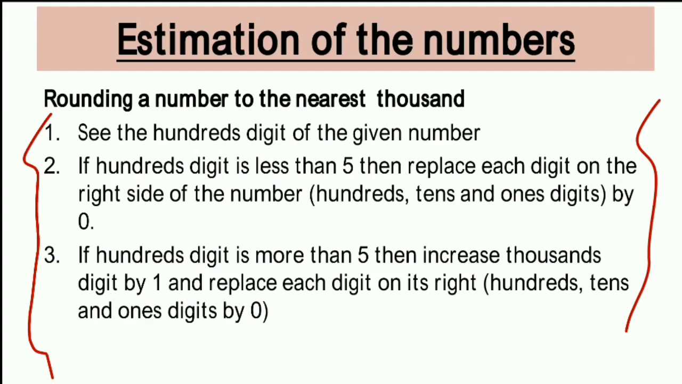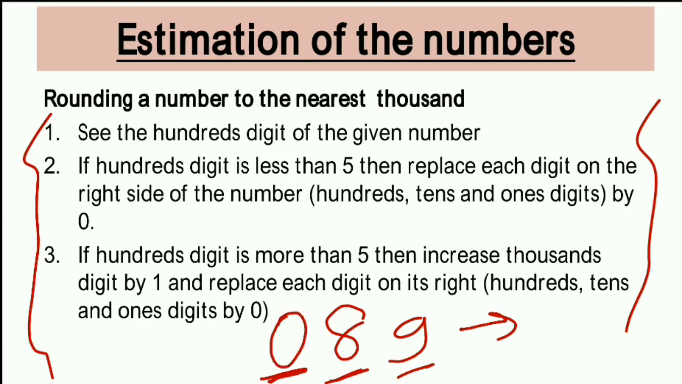Suppose I give you the question to round this number to the nearest 100. What will you do? Ones, tens, hundreds. At the hundreds place nothing is there. So how will you round this number? We will assume that nothing is there, meaning 0 is there. Now we will see, if we have to round to the nearest 100.